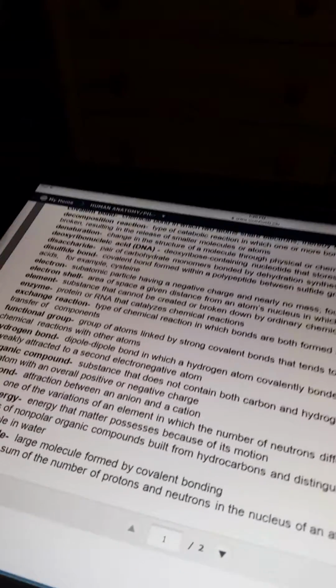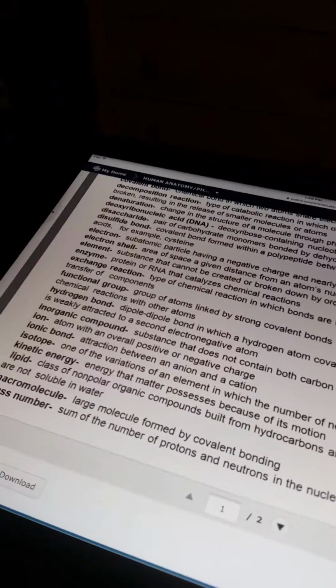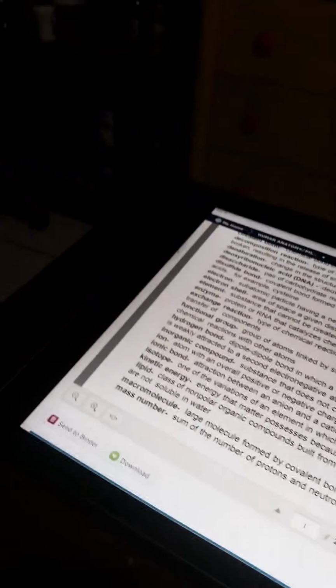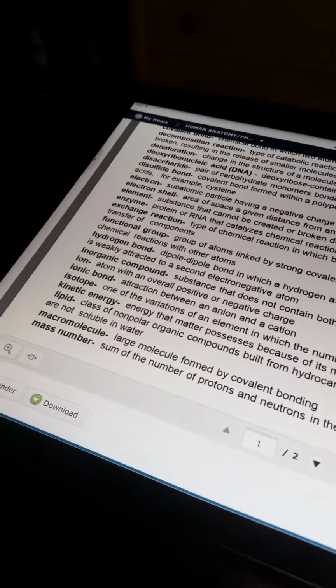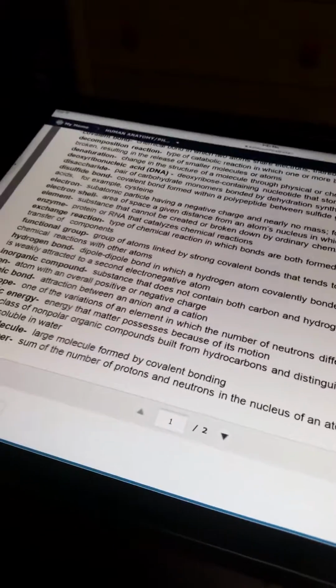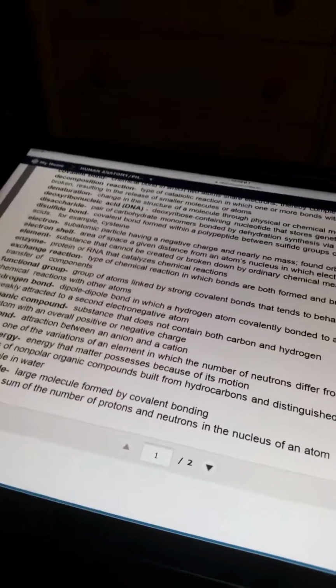Inorganic compound, substance that does not contain both carbon and hydrogen. Ion, atom with an overall positive or negative charge. Ionic bond, attraction between an anion and a cation. Isotope, one of the variations of an element in which the number of neutrons differ. Kinetic energy, energy that matter possesses because of its motion. Lipid, class of nonpolar organic compounds built from hydrocarbons and distinguished by the fact that they are not soluble in water.